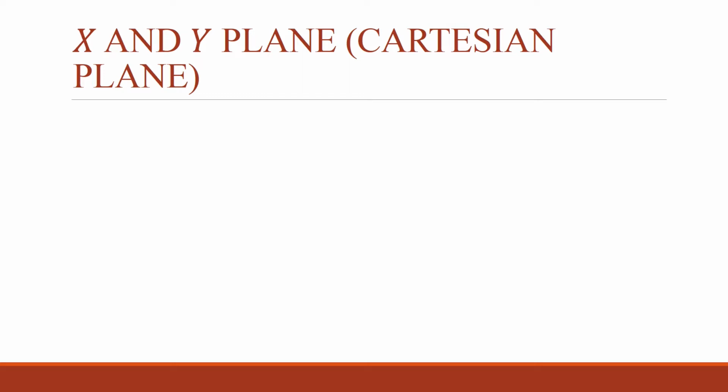Now let's talk about the x and y plane, which is also referred to as the Cartesian plane. We will need this concept as far as rotation is concerned. What I have here is my vertical line representing the y-axis, and this is my horizontal line representing the x-axis. On the right side of the x-axis is colored green, and that represents the positive side of the x-axis. On the left side, colored red represents the negative side of the x-axis.